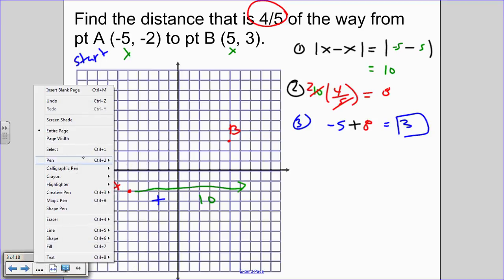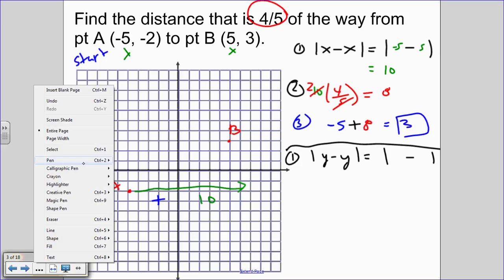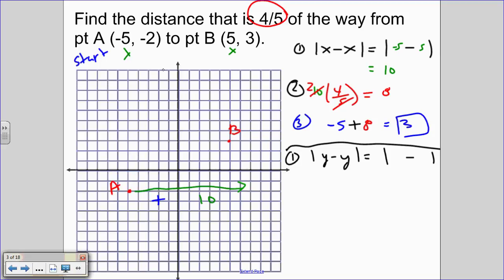So now we know what the new x value is. We're going to have to do those same 3 steps to find the new y value. So again, we've got to find our total distance between our y's. Our y's in this situation are -2 and 3. So the absolute value of -2 minus 3 would give you 5. Or again, you can simply just count the distance between A and B vertically, and you would get 5.